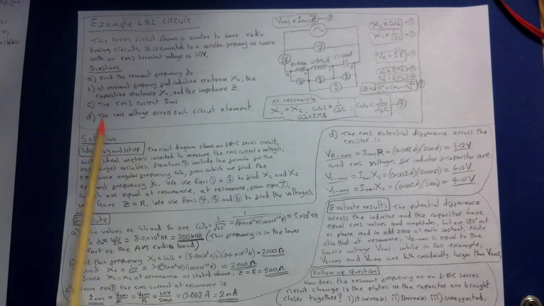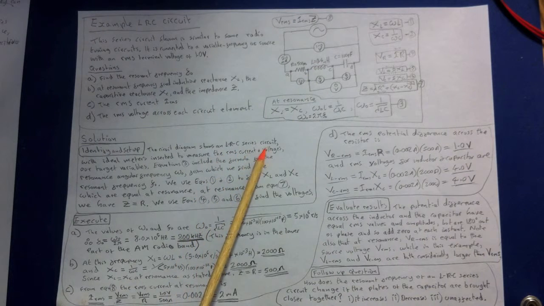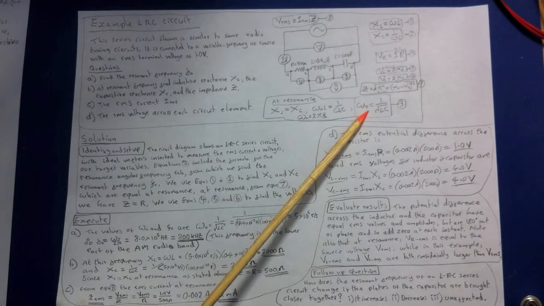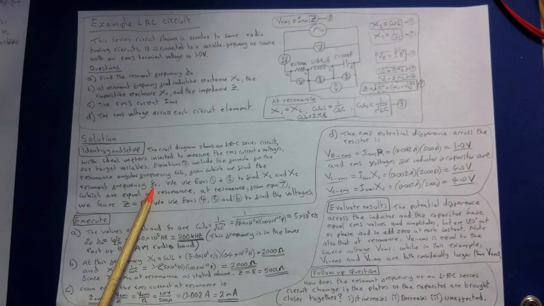You identify and set up everything. The circuit diagram, right, so we draw the circuit diagram here, shows an LRC series circuit with ideal meters inserted to measure the RMS current and voltages, which are our target variables. Equation 3, which is this equation here, includes the formula for the resonant angular frequency, W0. We can find the resonant frequency F0 very easily.